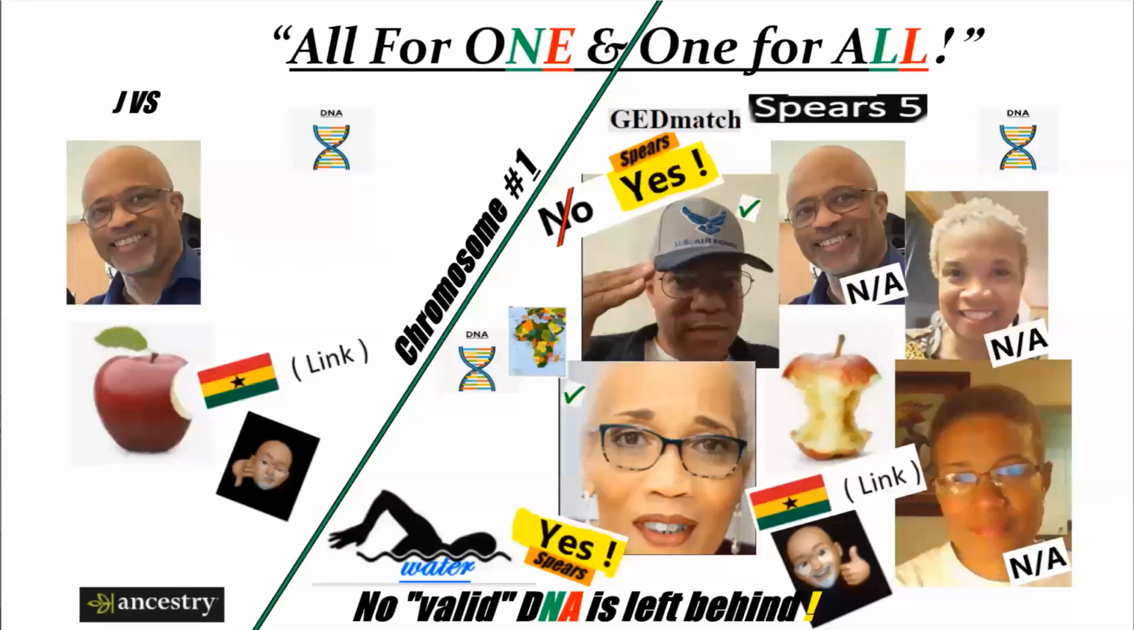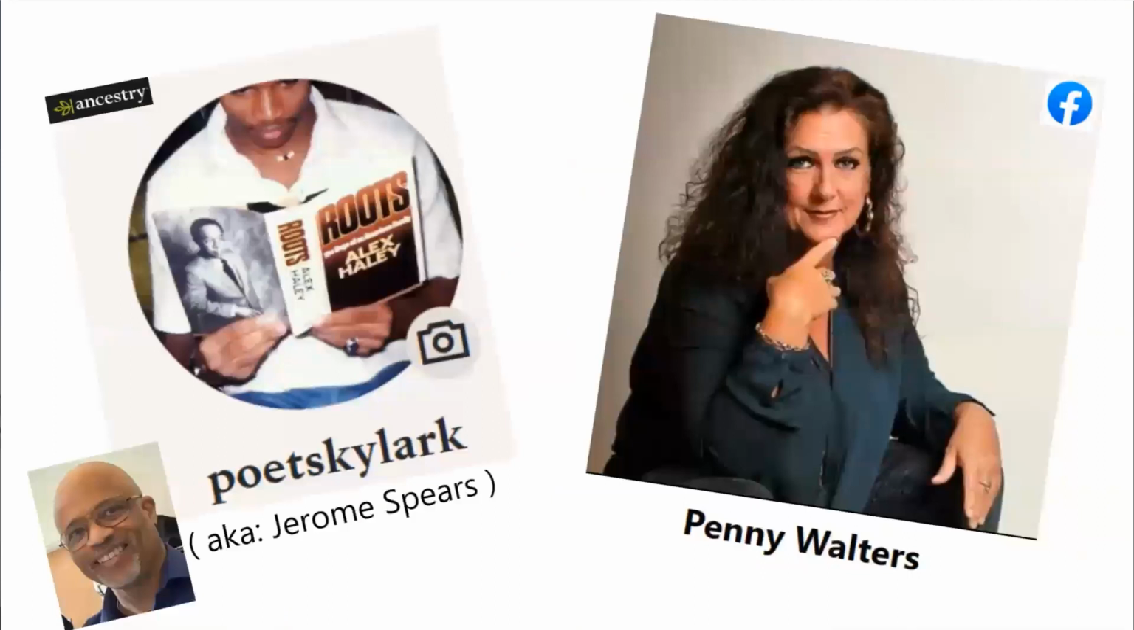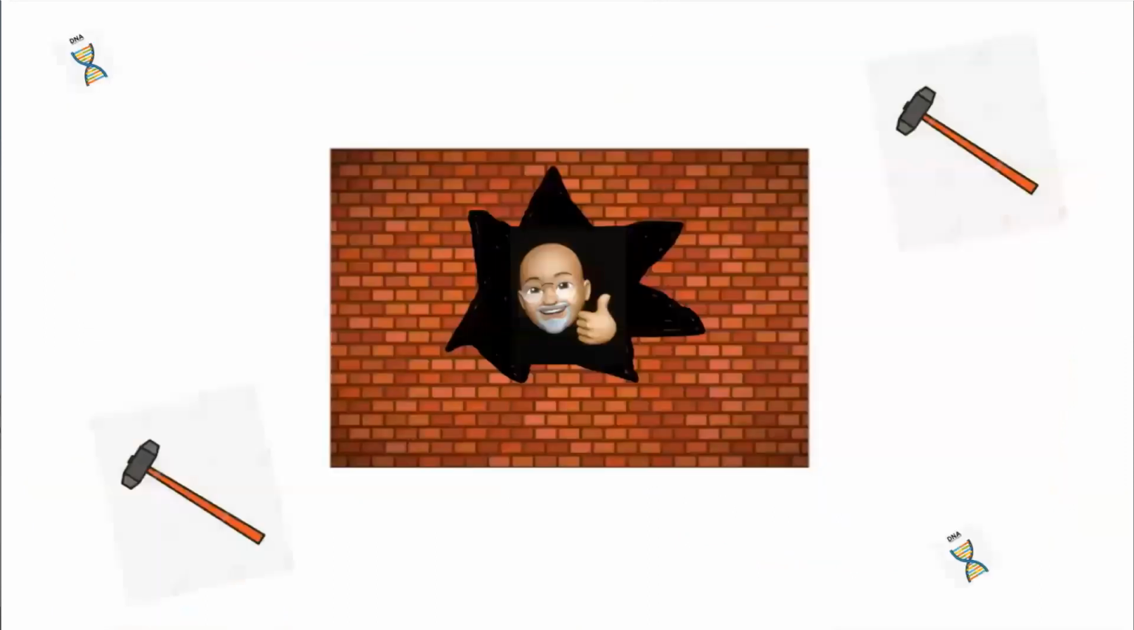But we got 5 siblings, and we're swimming, hunting, and fishing in multiple lakes. And so we can certainly take Ancestry's no and turn it into a GEDmatch yes, and keep it moving. No valid DNA should be left behind. So I want to thank Penny for providing me with a lot of this information to help know some additional aspects of this situation. And it's amazing what can happen when your DNA touches so many different parts of the world.